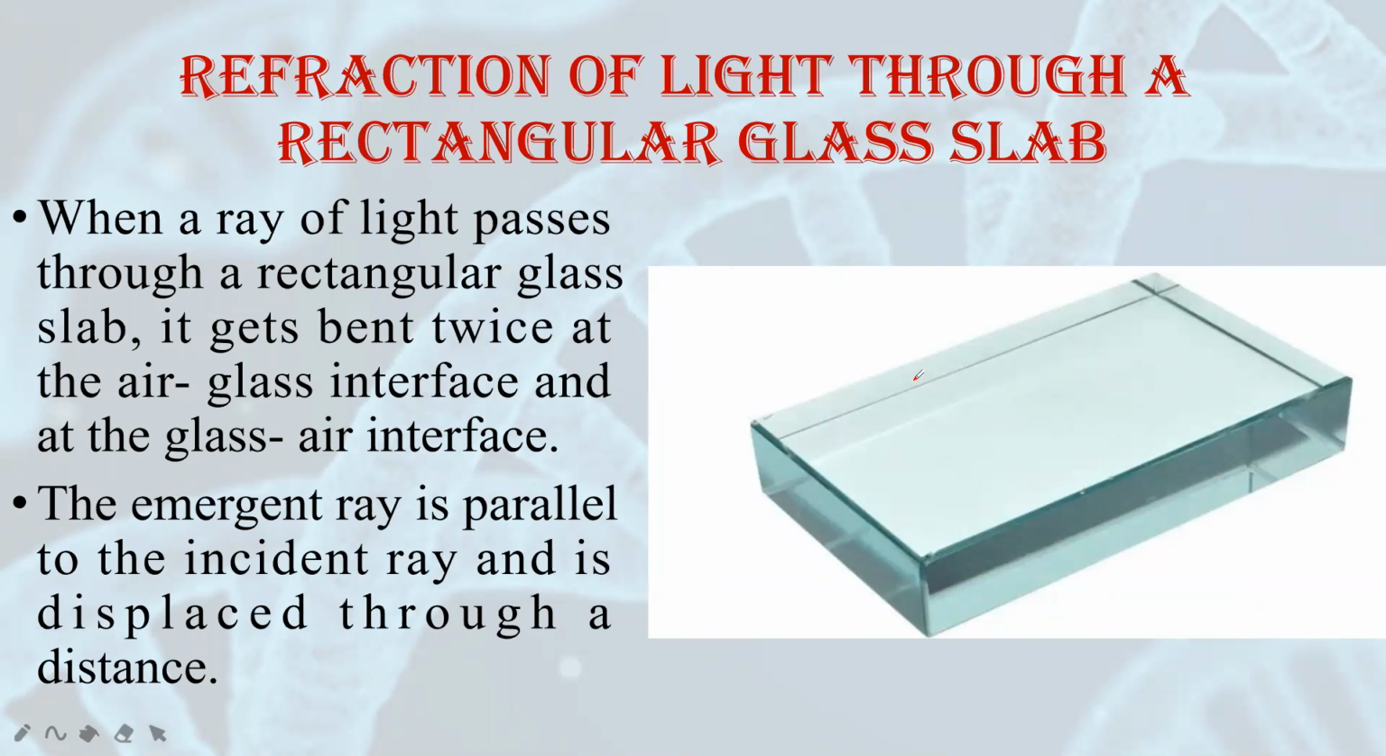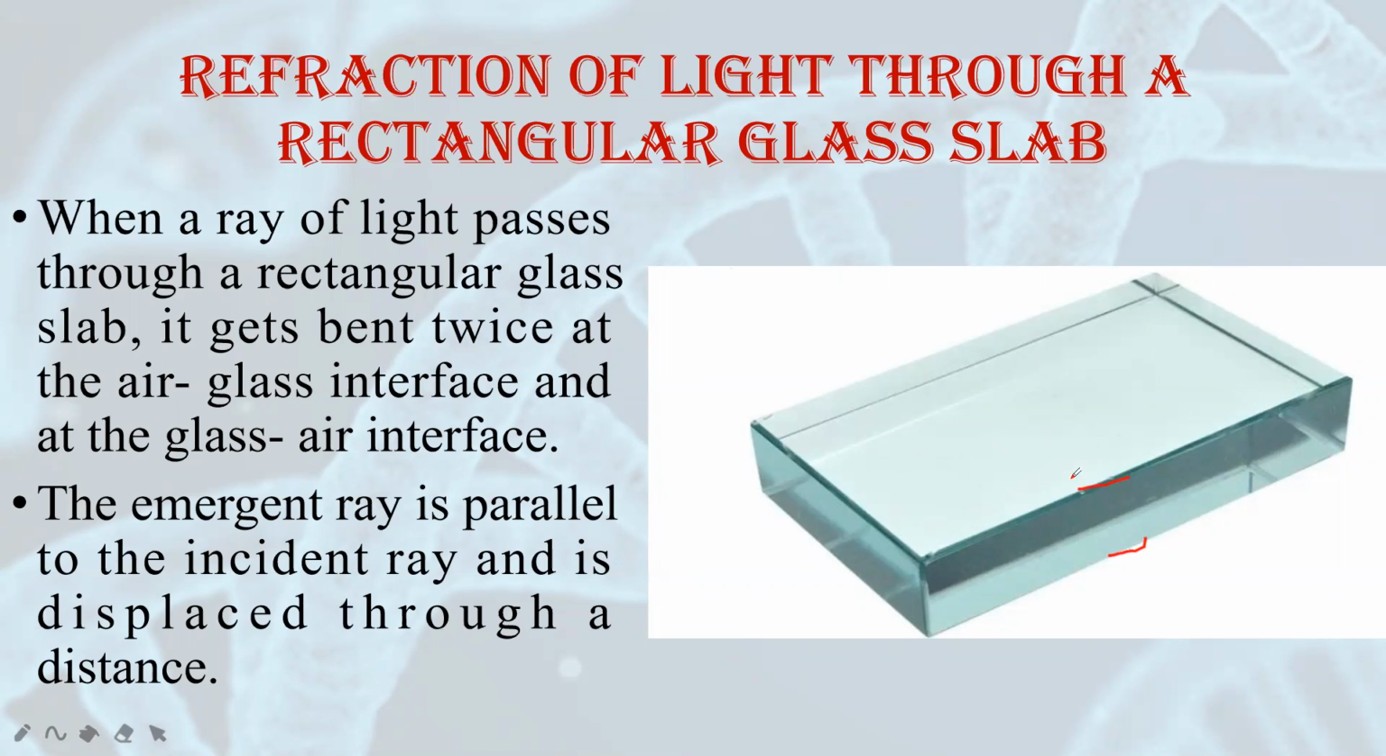Now we have to study refraction of light in detail by performing an activity or an experiment of a rectangular glass slab. Here I have shown the image of a rectangular glass slab. As this is transparent, we can easily perform the experiment of refraction on this. What happens when we perform this experiment? A ray of light passes through a rectangular glass slab and it gets bent twice. As you can see, this is a cuboid, so it has two edges. Once the ray of light will be bent at this edge and then the ray of light will bend at this edge. So here the ray of light bends at two surfaces.